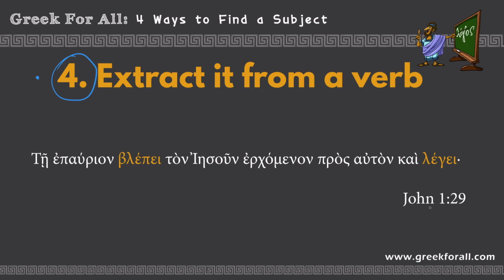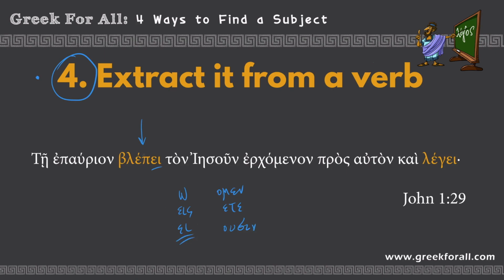The first one is from the Gospel of John, chapter 1, verse 29, a very famous text when John the Baptist sees Jesus and says, "This is the Lamb of God who takes away the sin of the world." So let's work with this. So te epaurion, the next day or tomorrow, blepei, so this is our verb, and we can see that this is the third person singular, present active indicative. We know the endings: o, eis, ei, omen, ete, ousin, right? So this is our ending, third person singular.